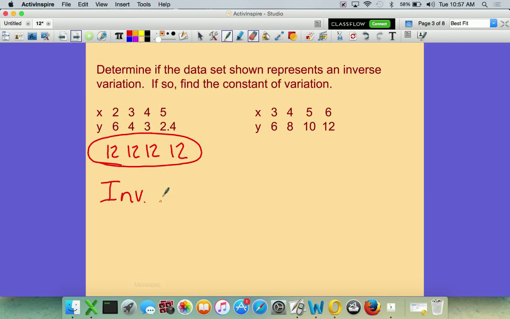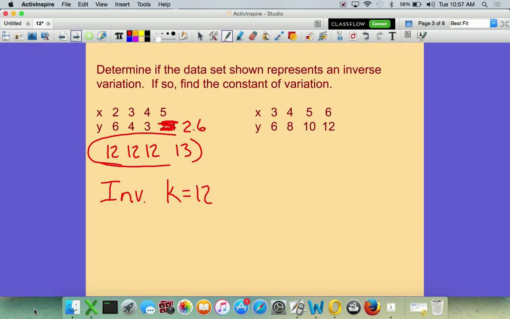All right, what is the constant? Our constant is 12. Say, for example, though, that this was not a 2.4, say it was a 2.6. This would then be a 13, which would mean these are not the same. Now this is not an inverse variation problem, and we don't have a constant that holds true here. All right, so be very, very careful of this. Make sure you multiply them all out to see that they're all the same.